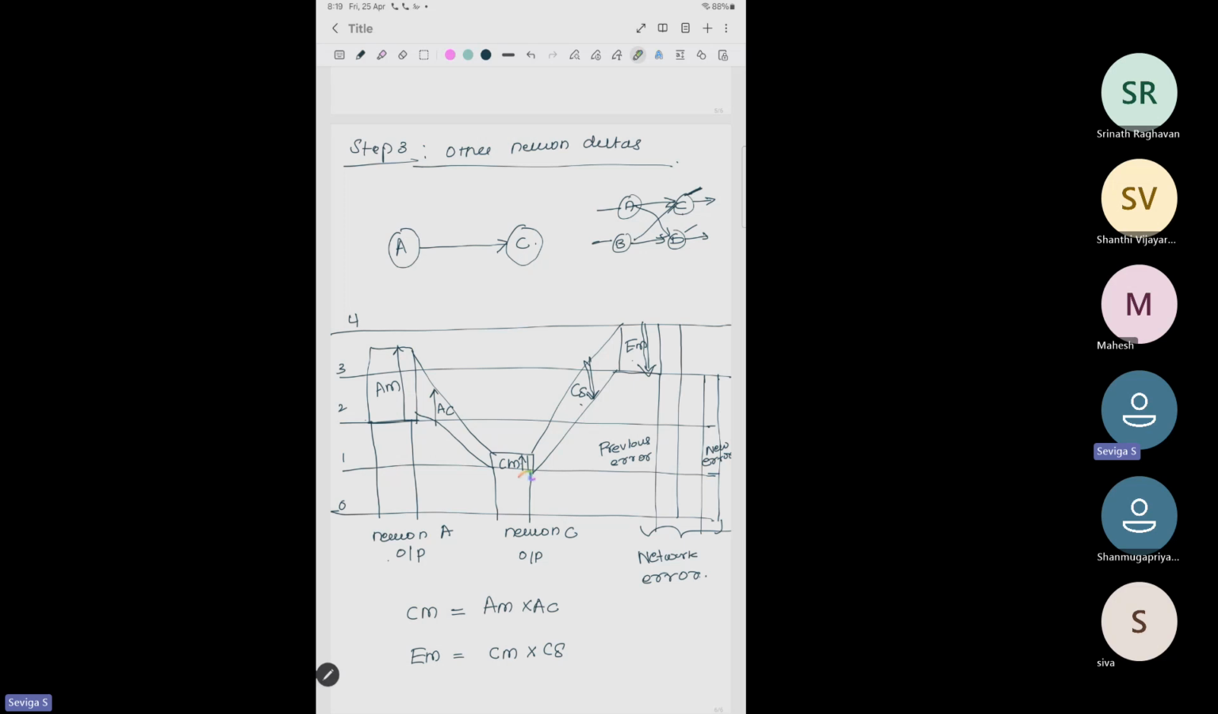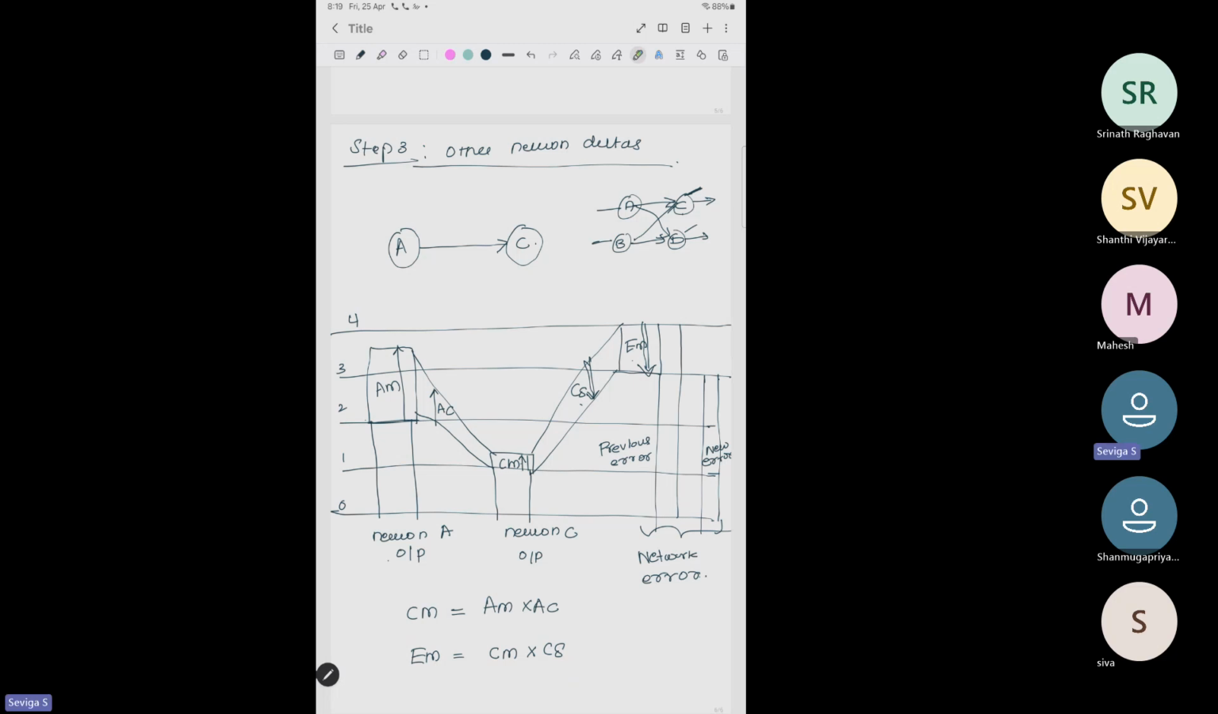The change in the outcome into C delta will give you the change in the error. This is the neuron outcome. Previously it was this much, and now the outcome has changed this much. The outcome has increased, so the change in the outcome is this area. The change in the outcome into C delta will give you EM. Here both the signs are opposite, so this sign will be negative. So CM into C delta, the change in the network output into C delta, will give you EM. Is it clear? Yes, ma'am.